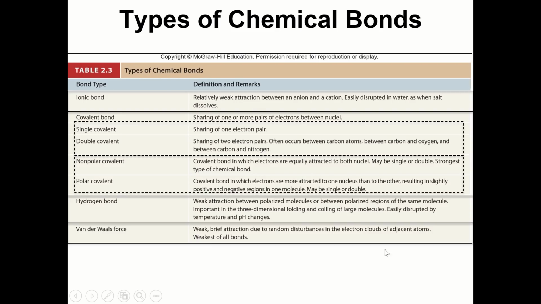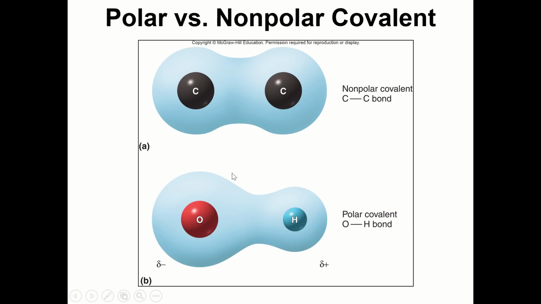Now, in addition to this, you need to understand the difference between a nonpolar and a polar covalent bond. So beginning with nonpolar, these are going to be those in which electrons are equally attracted to both nuclei of the atom. They could be single or double, and these are very strong types of chemical bonds. A polar covalent bond is that one in which the electrons are more attracted to one nucleus than to the other. And so you have an unbalanced type of bond. And of course, what this does is alter the charge of the overall molecule. This is going to give you one region that's more positive and one region that's more negative of the molecule.